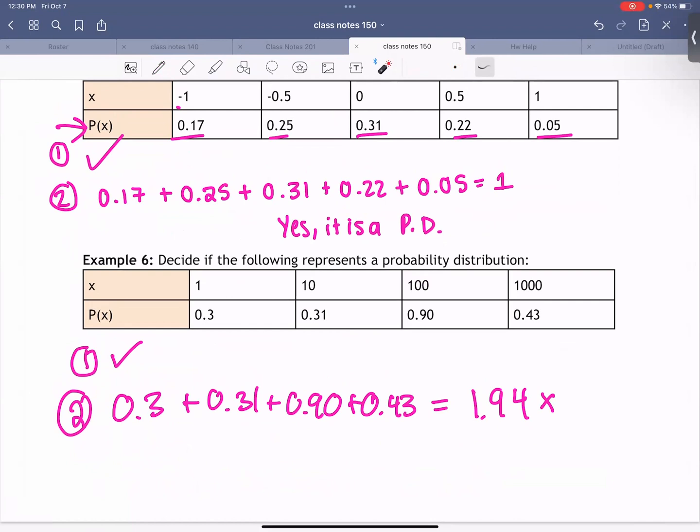So for the first rule, I checked that all the values are less than 1. Yeah, you're good. For the second one, I was trying to add them all up to see. It adds up to 1.94. Perfect job. Our sum isn't 1, then we're not a probability distribution. Any questions on example 6?